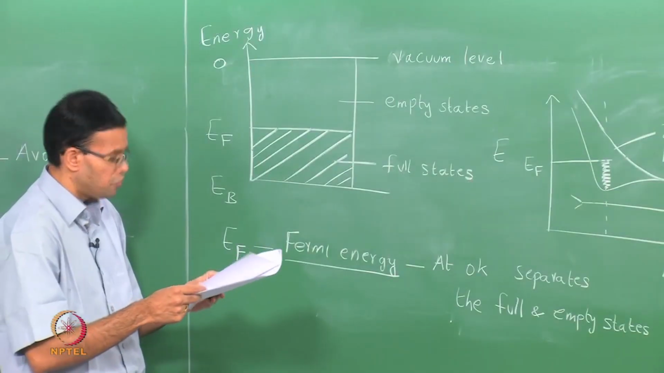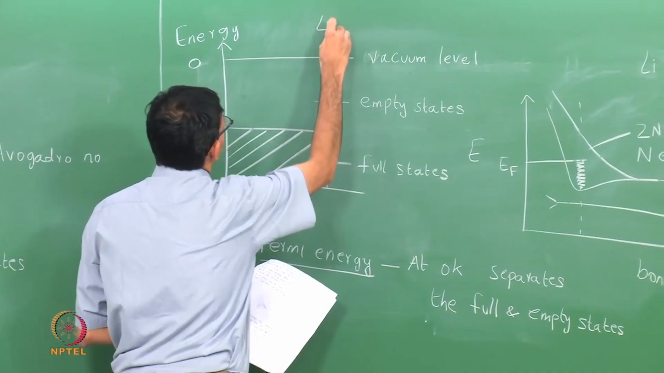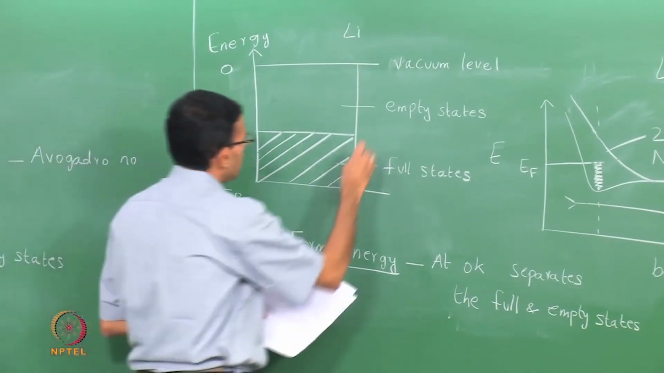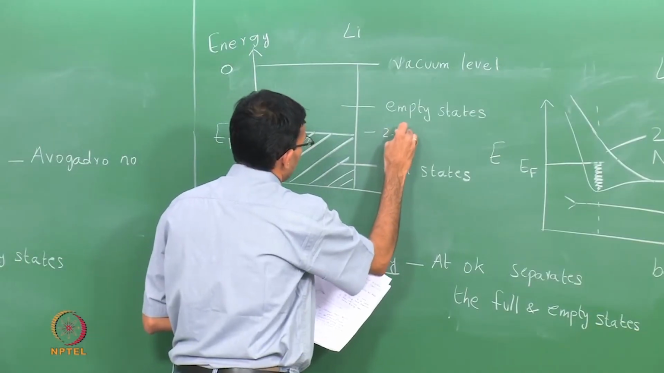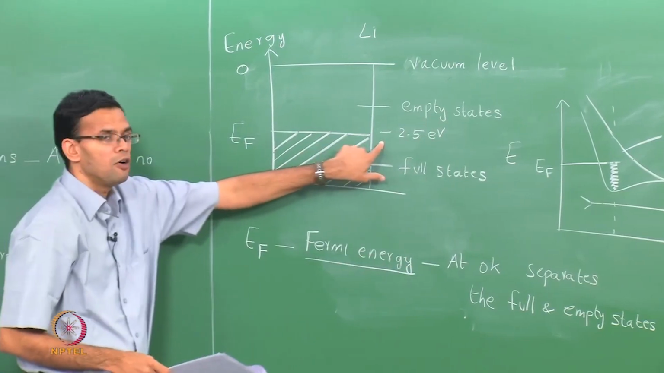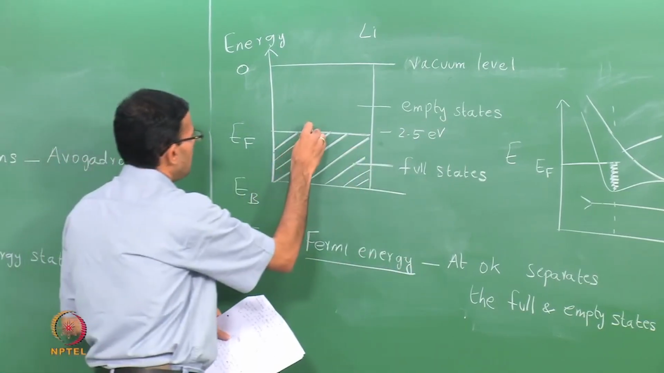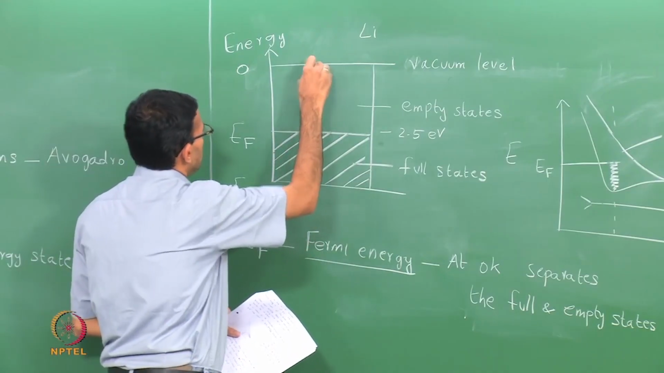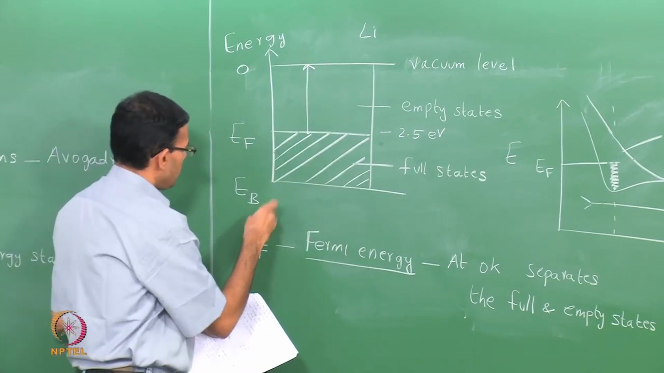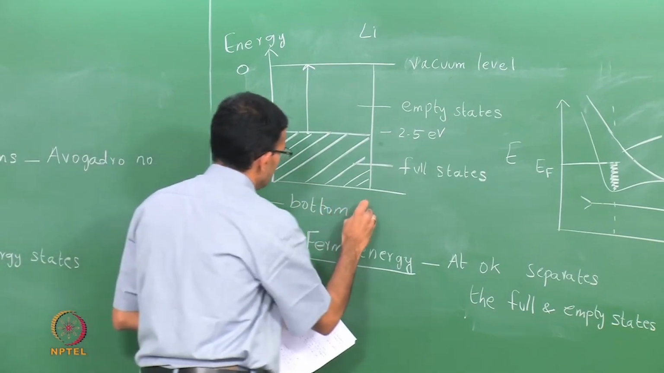So, let us just put some numbers here. So, in the case of lithium, this energy is 0. The Fermi energy is at minus 2.5 eV, which means you need 2.5 eV of energy in order to excite an electron from the Fermi level to the vacuum level. EB is the bottom of the valence band.